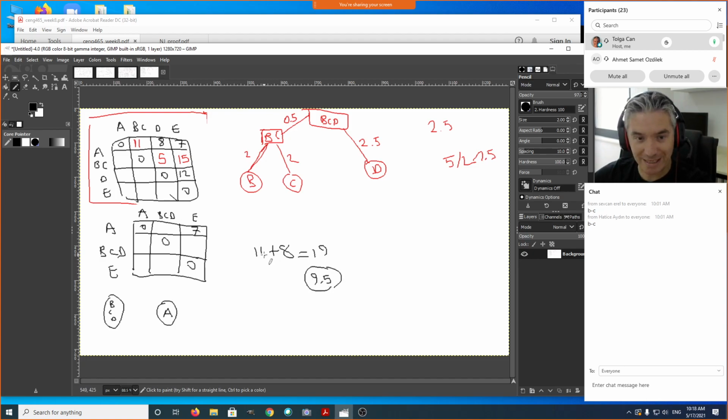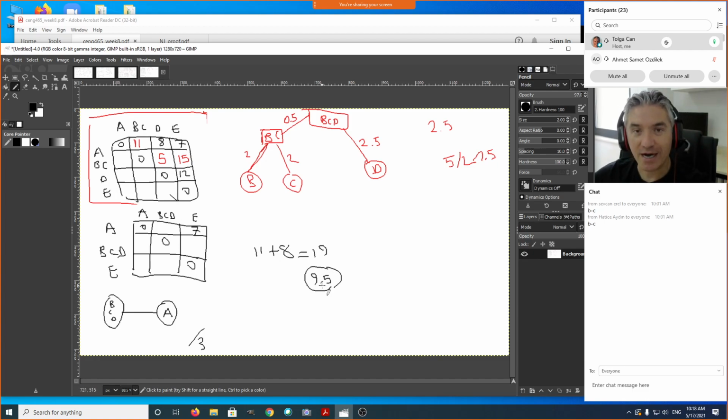Okay, we shouldn't do it like this, because if we do it like this, 11 and 8, we're not taking the average of these two entries. When we're finding the distance between B, C, D, and A, we should just use the individual distances and divide it by 3. This is the wrong way to do it.